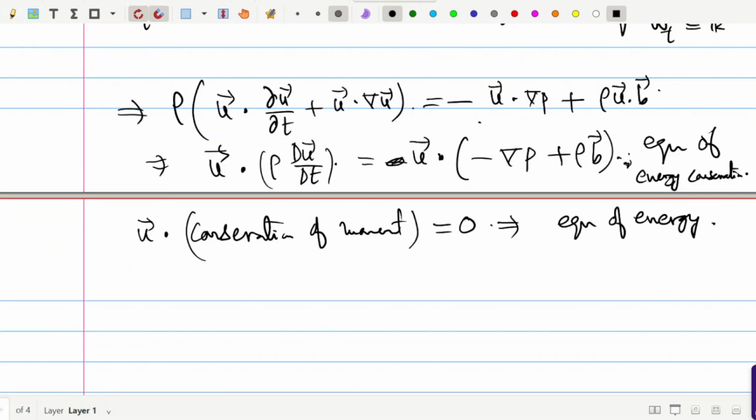You multiply with the velocity vector, take a dot product. That's exactly your equation of the above equation, right? So they are actually equivalent. You take the conservation of momentum, I should write it clearly, make a dot product, and that is exactly the equation of energy. So you are not gaining anything. That's how they are equivalent.